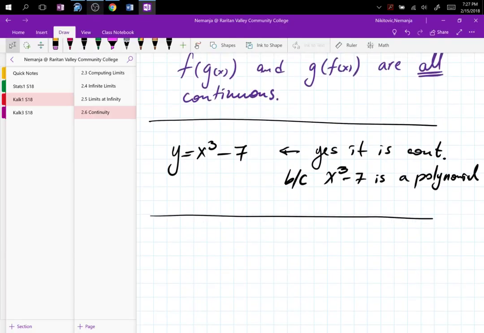Now let's move to some spicier examples. Say, is y equals x cubed minus 7 over x squared plus 1 globally continuous? So this problem has no calculations to it. To answer this calculus question, you have to write a paragraph. So let's do it. Answer.